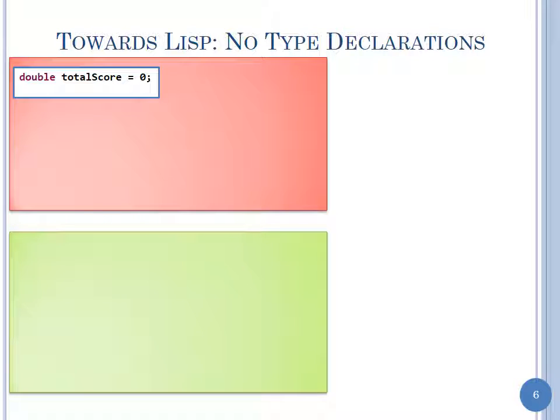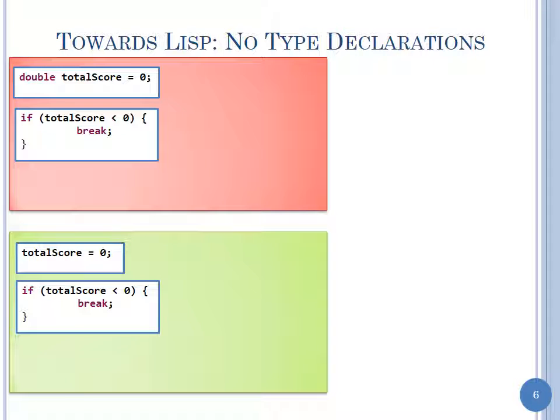In C, we say double total score equals 0. In Lisp, we don't give type names; we just say total score equals 0. You guys have used languages that don't require type declarations, like Python? If things go right, these are equivalent. But what happens when things go wrong? What happens in Python, by the way? I ask because I don't quite know the answer.